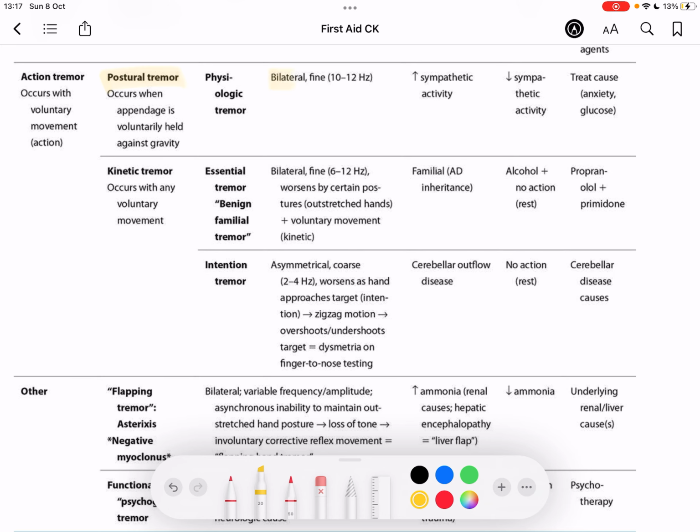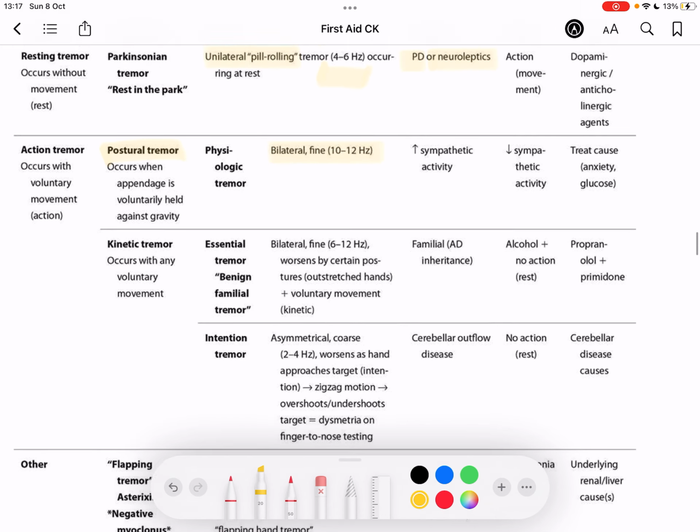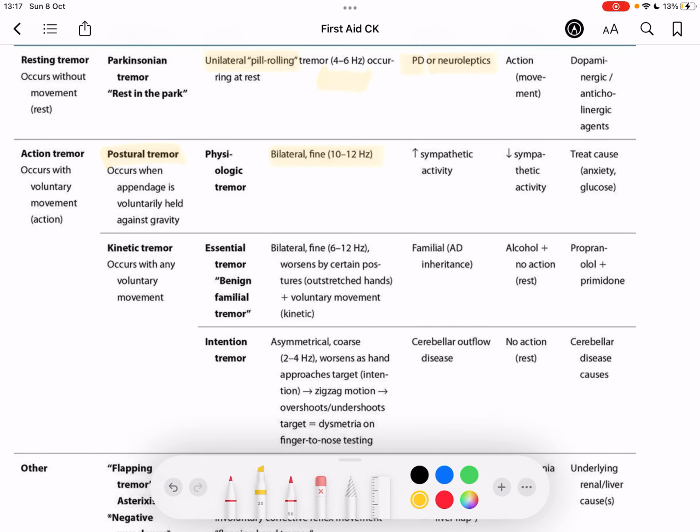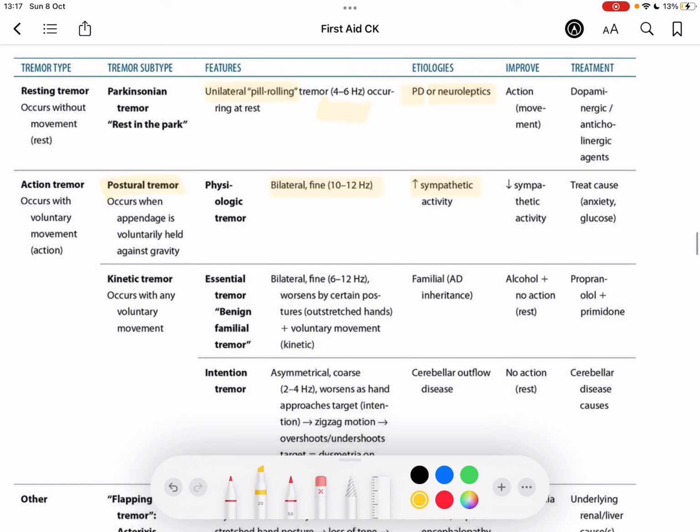It's an incredibly fine tremor, okay? These patients have got a 10 to 12 hertz tremor. That's where your hands are going to be tremoring really, really fast. And this is due to an increase in the sympathetic activity, and it will improve when we decrease the sympathetic activity, and the treatment will be treating the cause, treating the anxiety, maybe treating hypoglycemic attacks, which can also have tremor. So it's just treating the underlying cause.